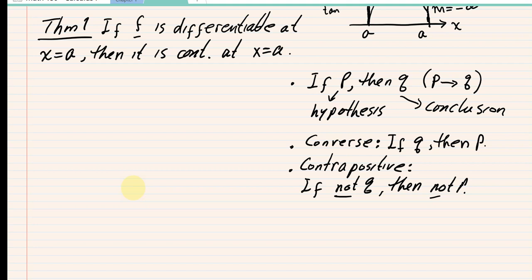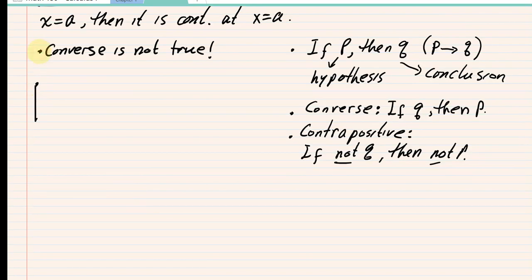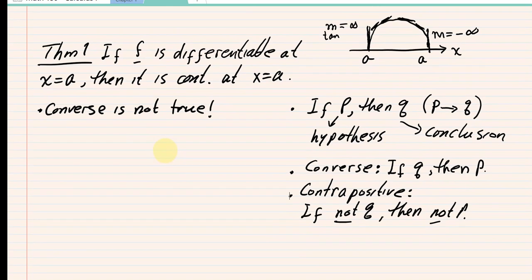Okay, now the converse of this theorem is not true. In general, converse is not true. And what do we mean by the converse? Well, the converse is if Q, then P. In this theorem, if Q, the conclusion, then you can arrive at the hypothesis.